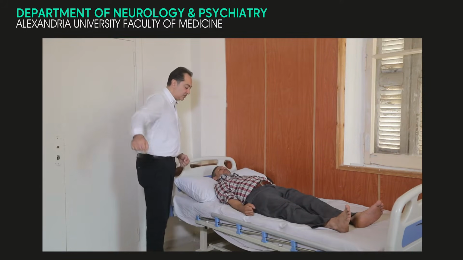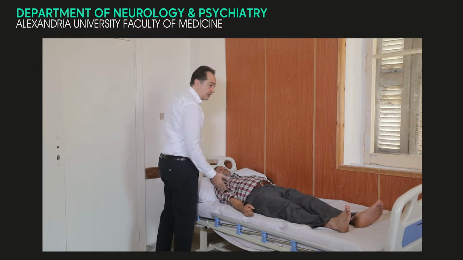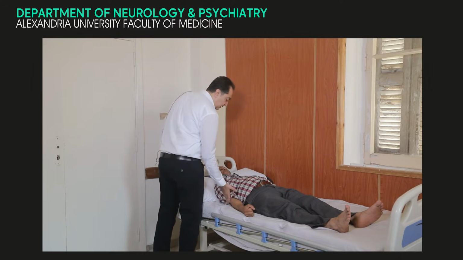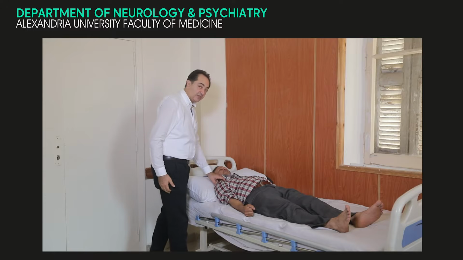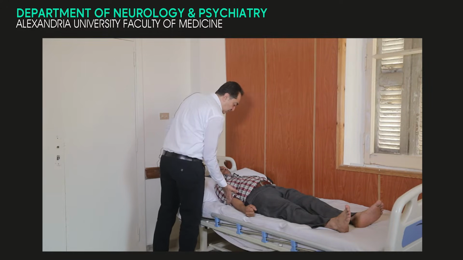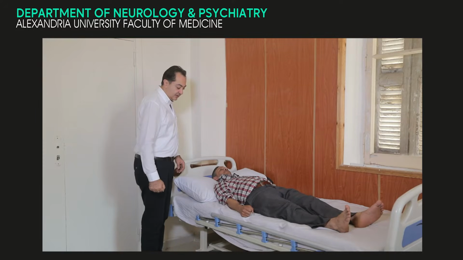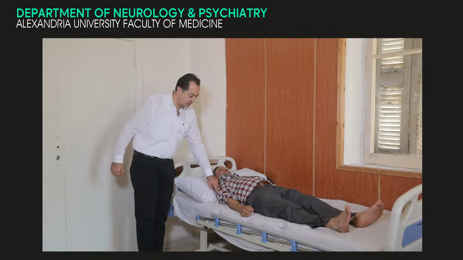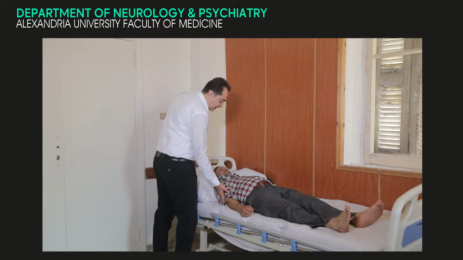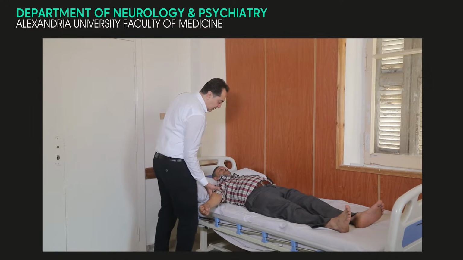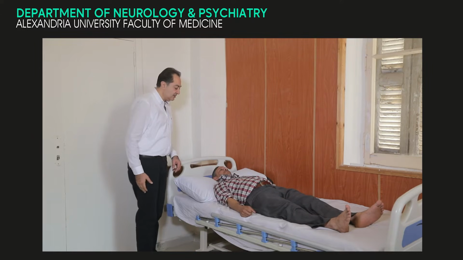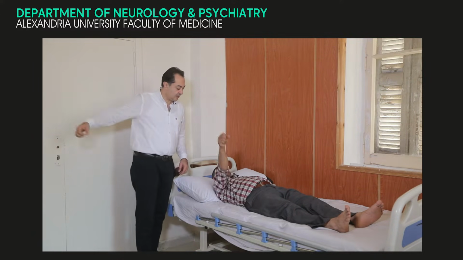Then abductors. The abductors are 3 degrees. The first 18 degrees are with the supraspinatus muscle. Push outward. From 18 up to 90 degrees is with the deltoid. Extend your arm outward, push me. This is the deltoid. And above 90 degrees, raise your arm all the way.